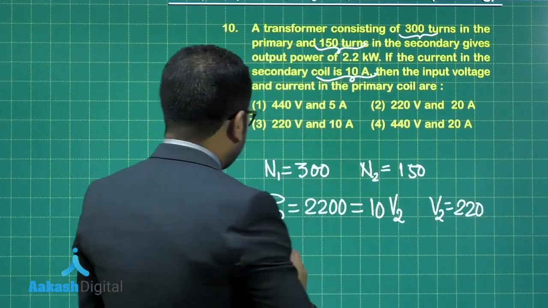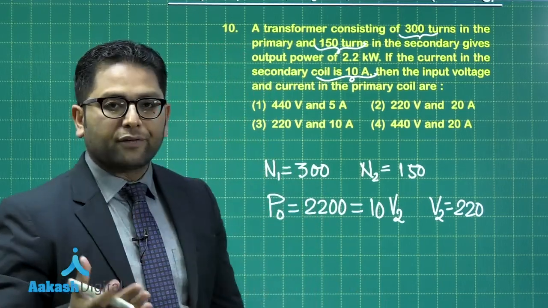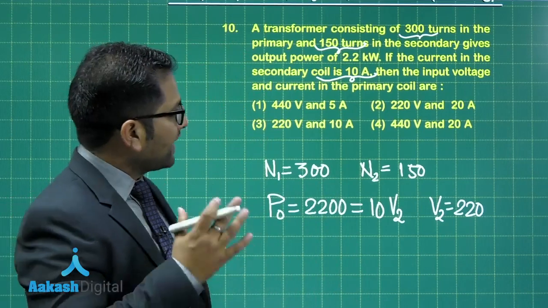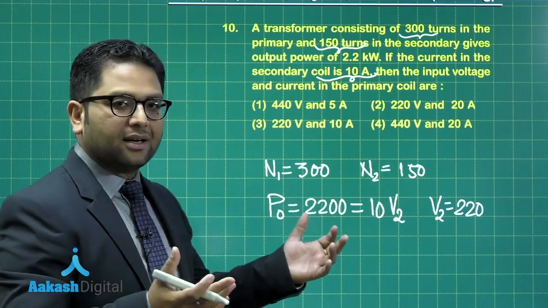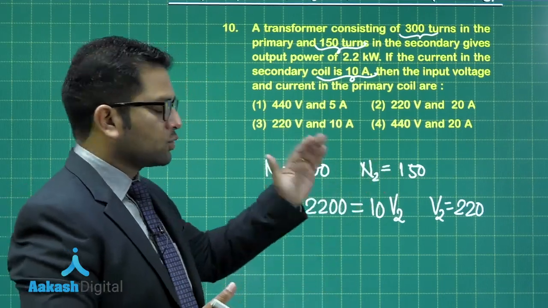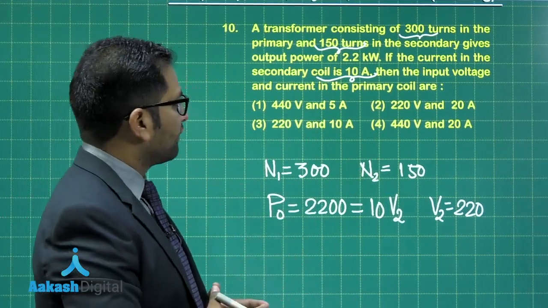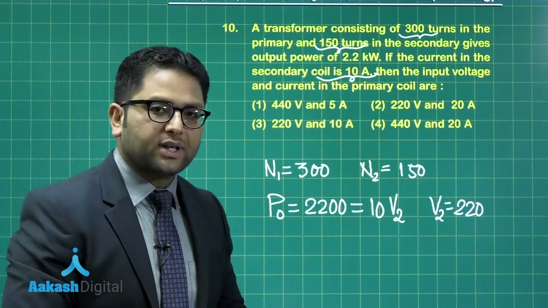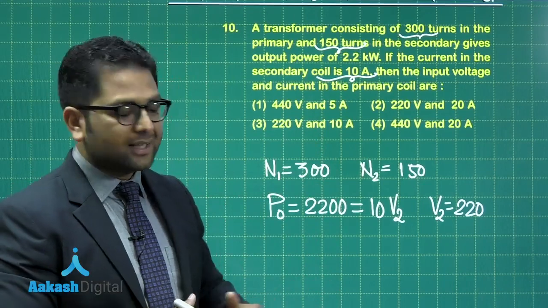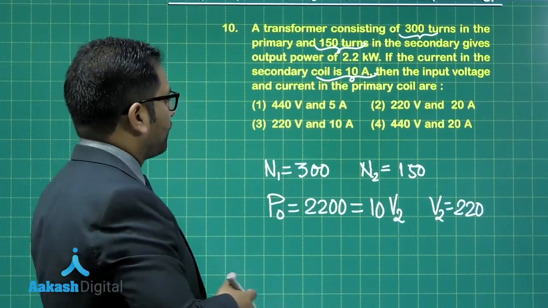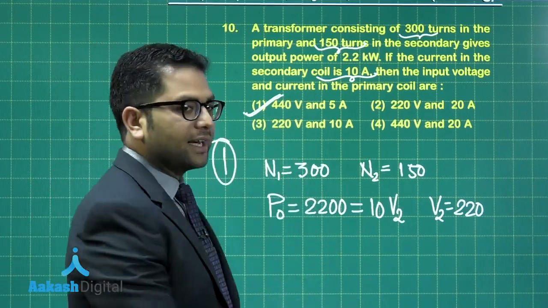All right. So now I have the secondary current as 10 ampere, which has been given, and the secondary voltage is 220 volt. I need to calculate the primary voltage and the current. Since N1 is to N2 is 2 is to 1, the voltage would also follow the same pattern. That means the primary voltage would be 440 volt. The voltage would be double, but we know the current would get halved, so 10 ampere has to be 5 ampere. Searching the options, the voltage would become 440 and the current would become 5 ampere. Option number 1 is the correct one.